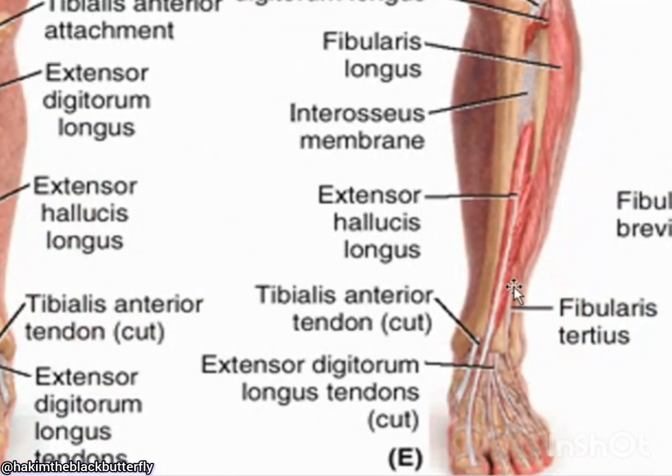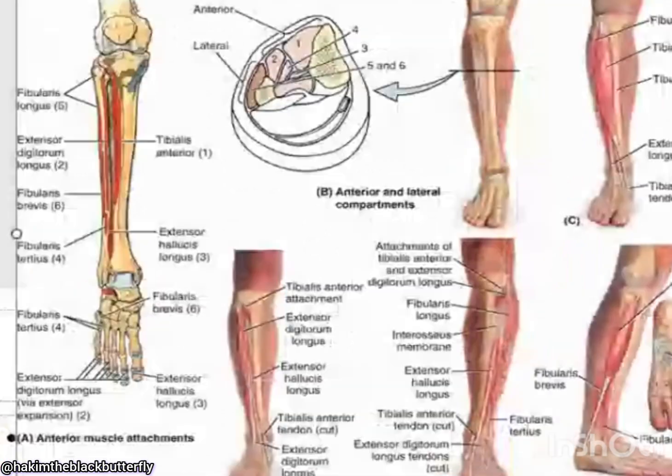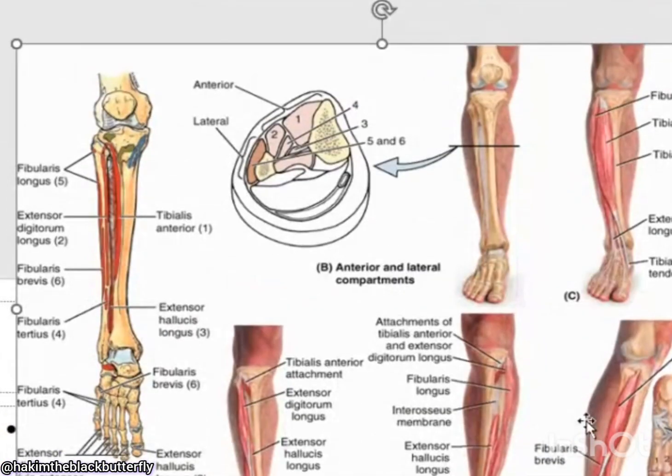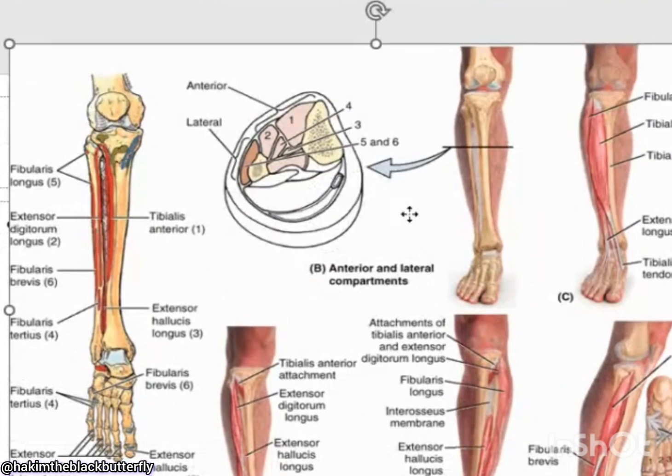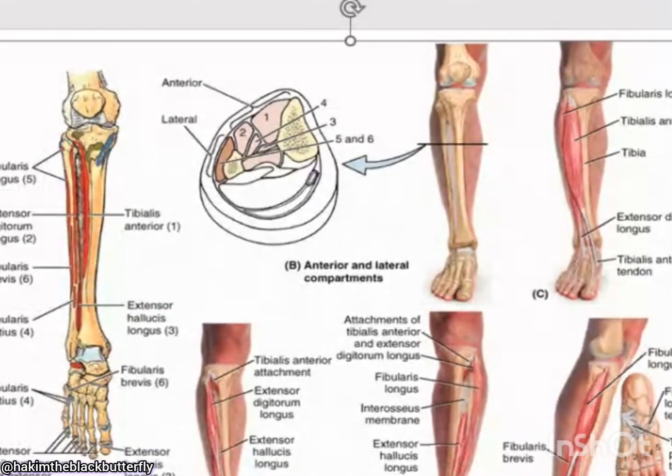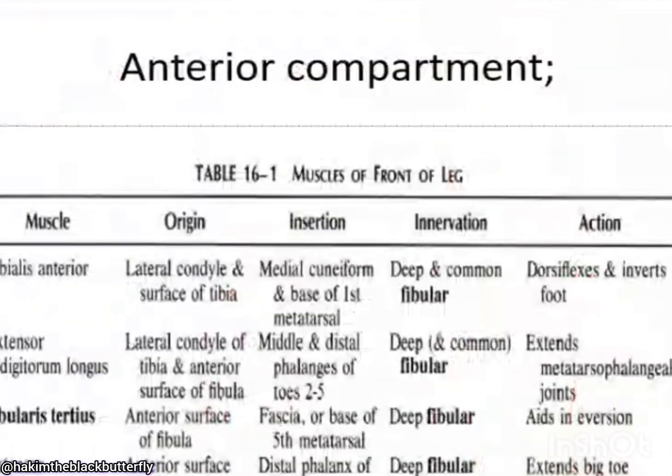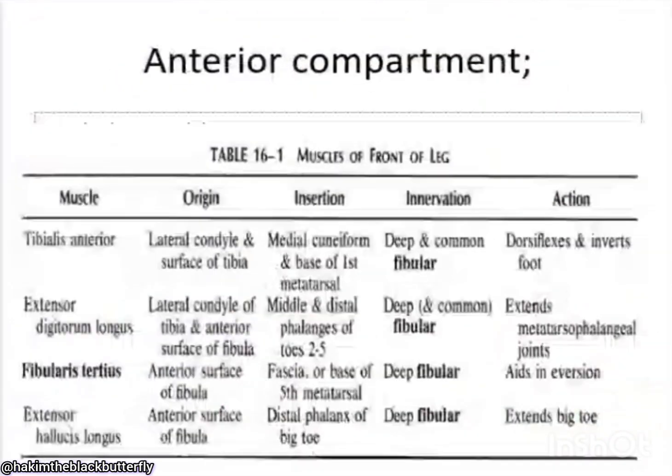And now fibularis tertius is this one, originating from the anterior surface of the fibula and it's coming to insert at the 5th metatarsal there. It's known as fibularis tertius. The other name for fibularis tertius is peroneus tertius. So those are our muscles for the anterior compartment of the leg.